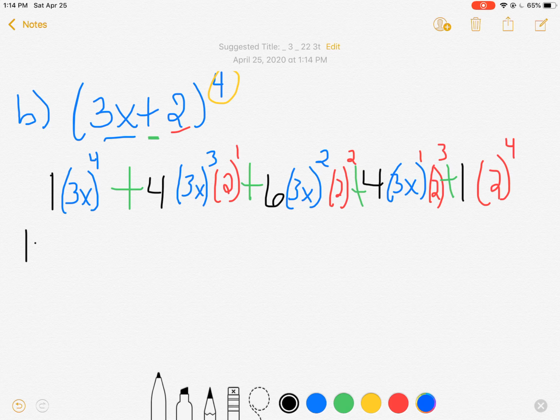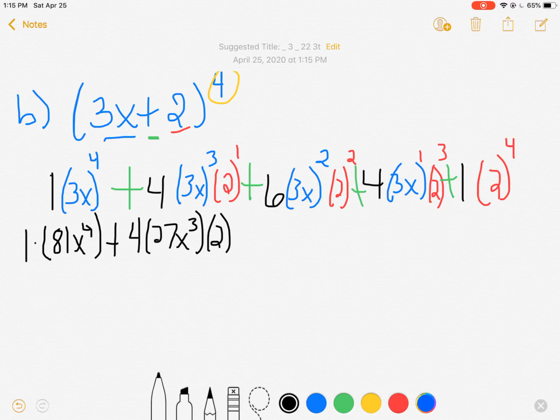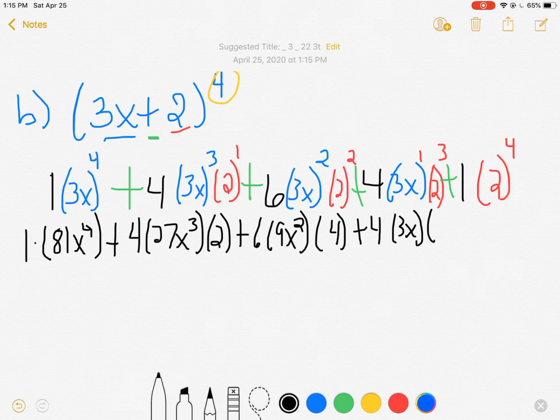So this is 1 times, and then 3x to the 4th is 81x to the 4th. And then I'll come back and multiply. This is 4 times 3x to the 3rd is 27x to the 3rd. And then you have that 2, and I'll come back and multiply. This is 6 times 9x squared times 4 because of the 2 squared, and I'll come back and multiply. This is 4 times 3x times 2 to the 3rd, which is 8. And then the last one is 1 times 2 to the 4th, which is 16. Then when I go back and multiply, I'm finished.